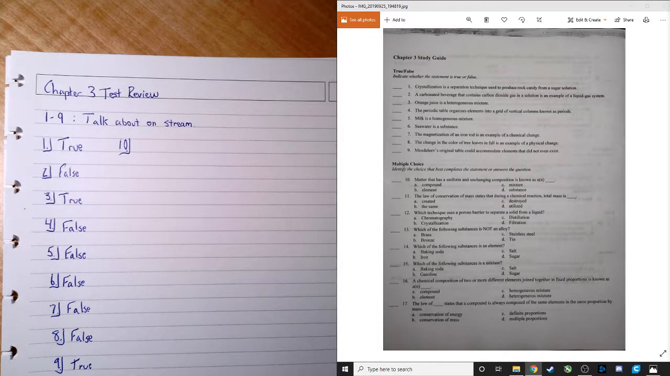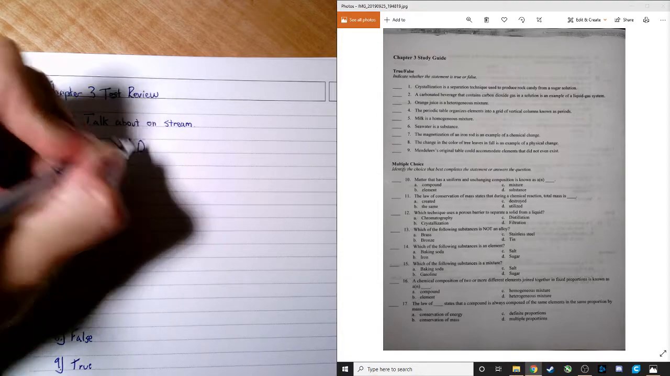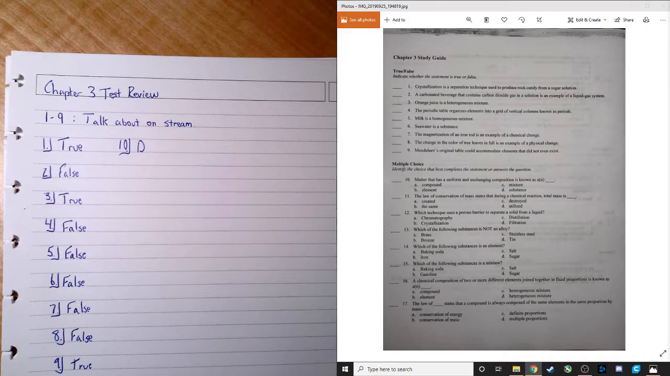Matter that has a uniform and unchanging composition is known as a substance. That is a definition straight from the textbook. Can't really explain it any more than that.